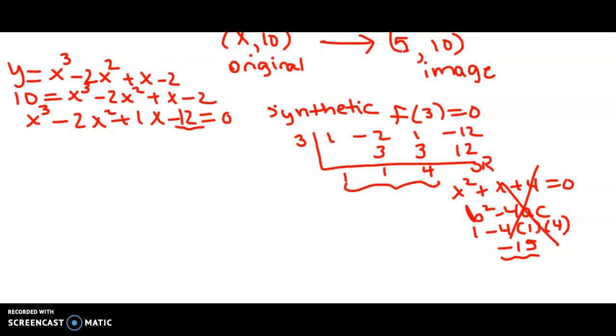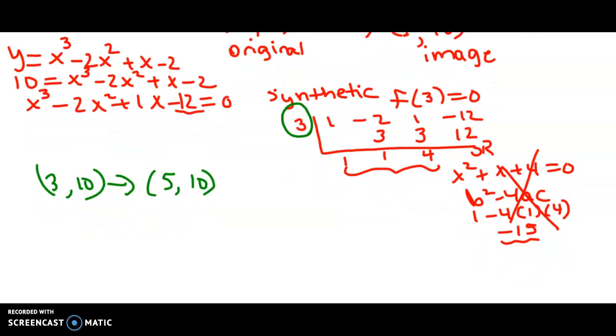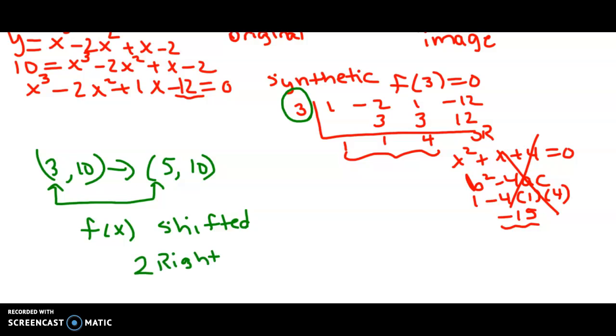So the only x that works is the 3 that I initially started with. Therefore, if x is 3, then I know that (3, 10) was the coordinate originally before it moved. So now if I know it's 3 and I compare these x's, then I know that the function shifted 2 units to the right to go from 3 to 5.